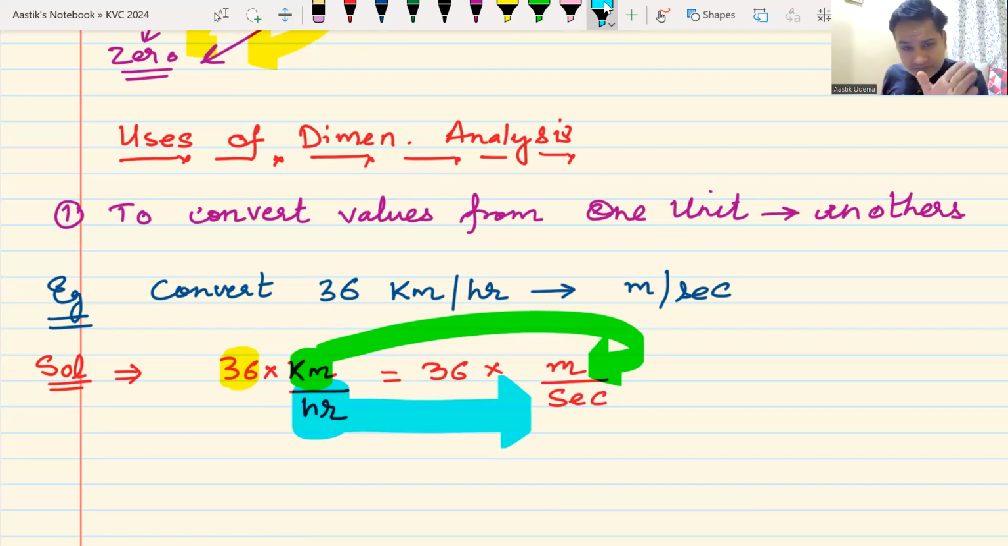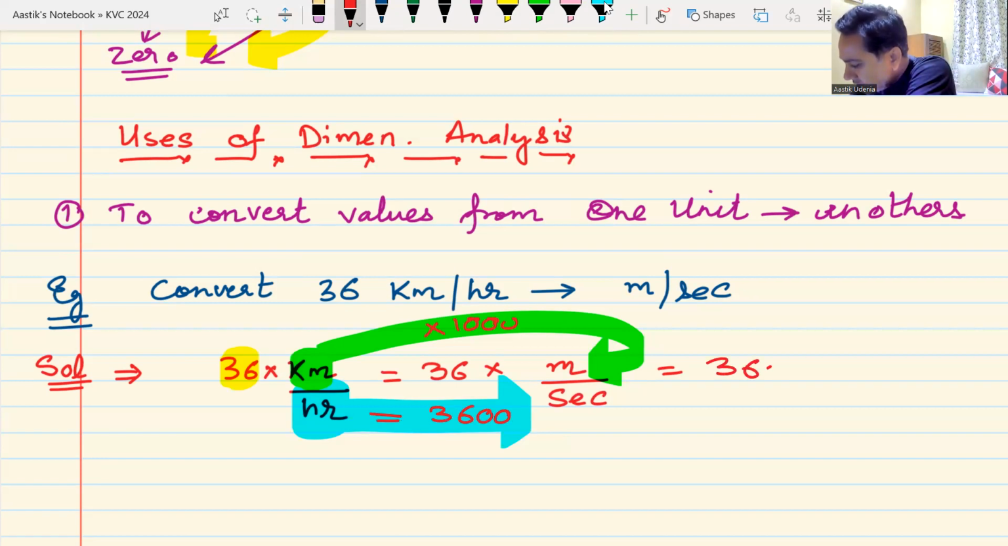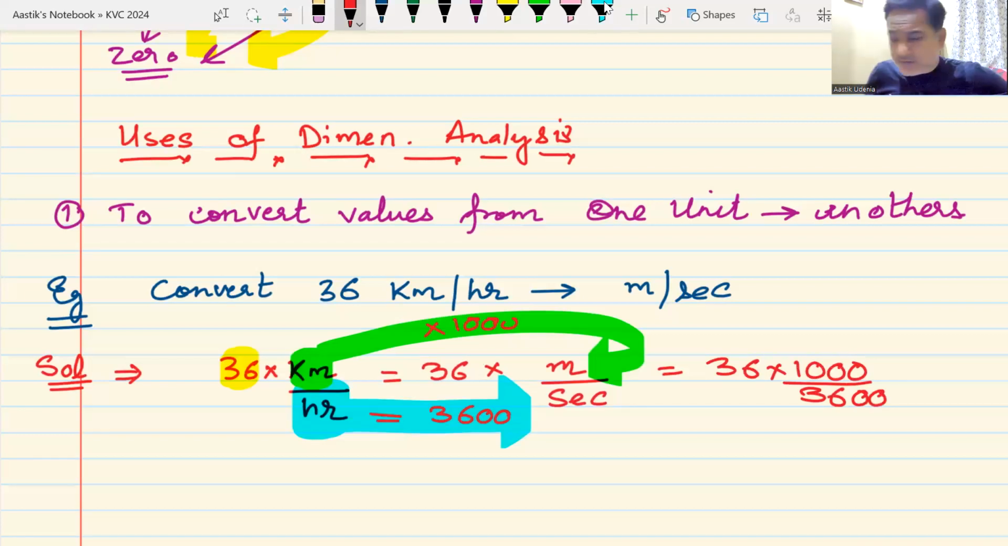Now, how do we convert kilometer into meter? We know this, yes or no? So I have to multiply it by 1000. So I'll write 1000 here. To convert hour into seconds, 1 hour, you must know, is 3600 seconds. So this will be 3600 here. And I just do the simple maths. I multiply 36 by 1000, and I divide it by 3600. And this is how I land up with the answer. So my answer is 10 meter per second.